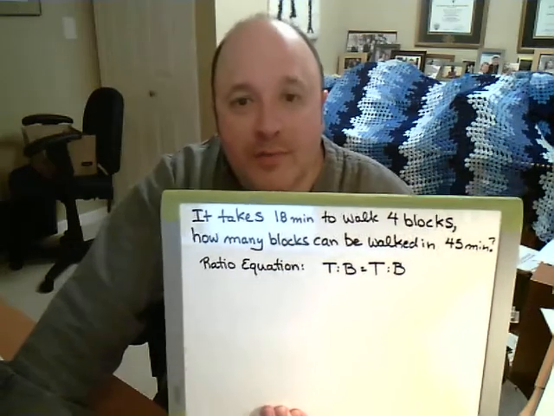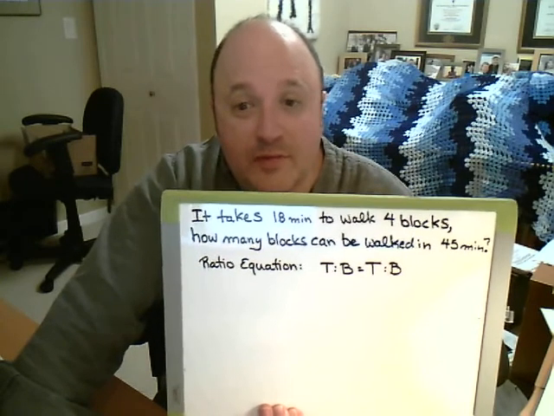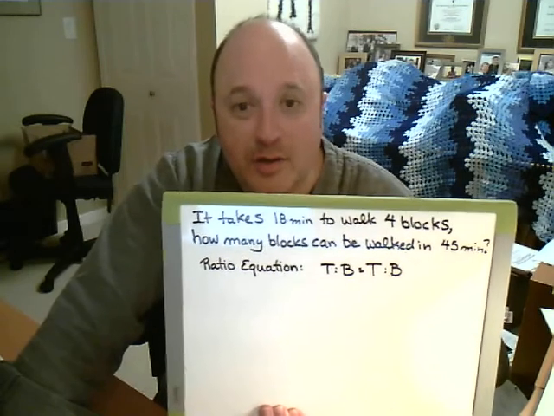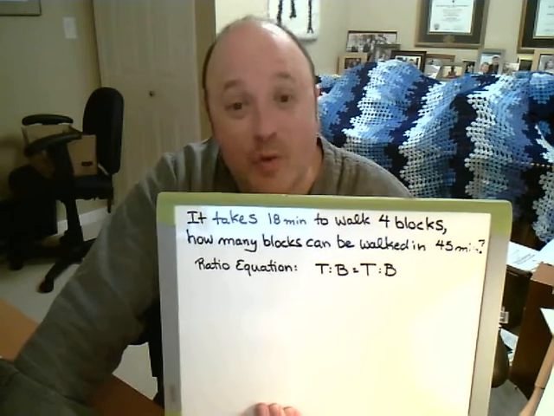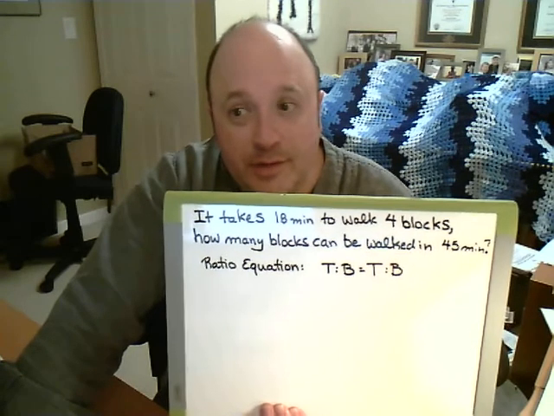Okay, so I'm setting up a ratio equation. I use my letters, right? I'm going to use T for time and B for blocks walked. So time to blocks is equal to time to blocks. Remember, the letters have to be the same order on both sides of the equal sign. Okay, so they are, so that's good.